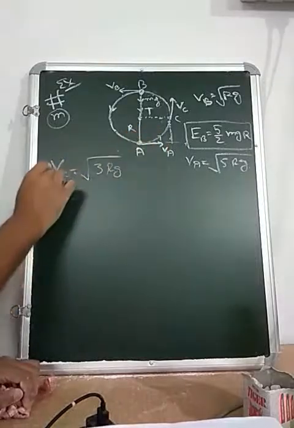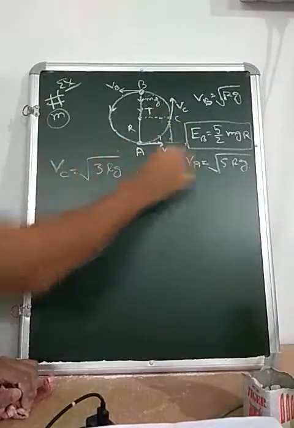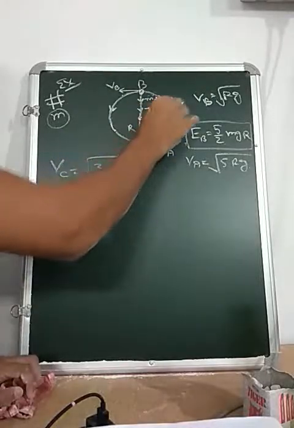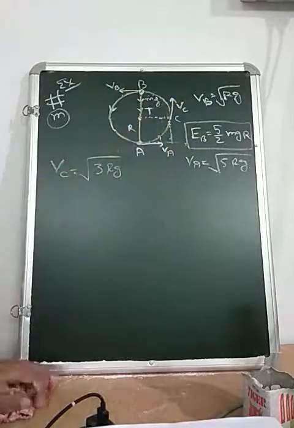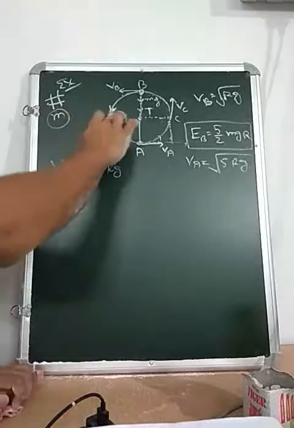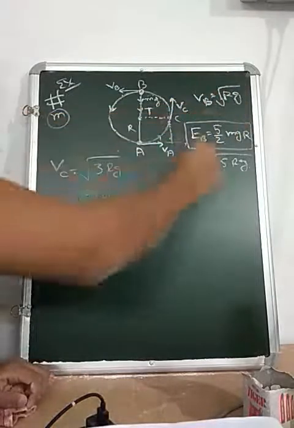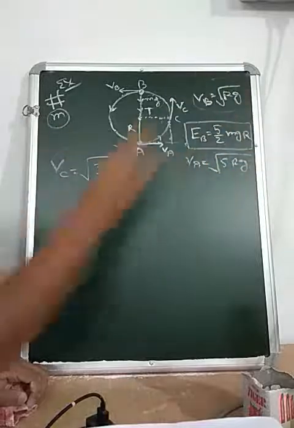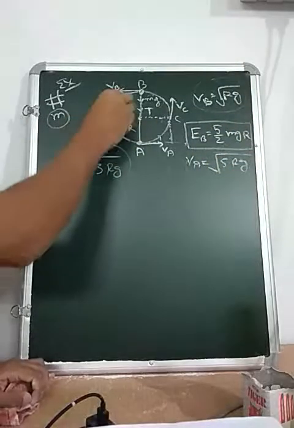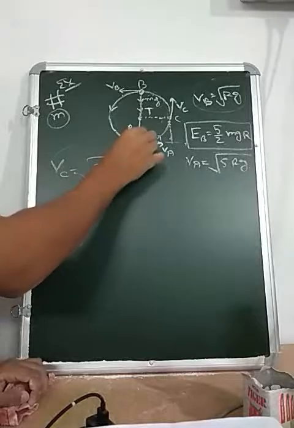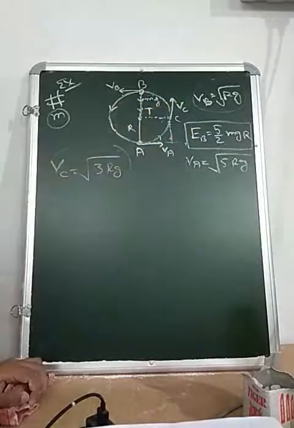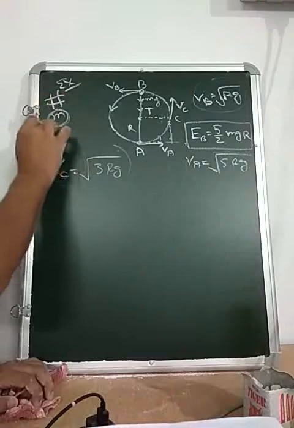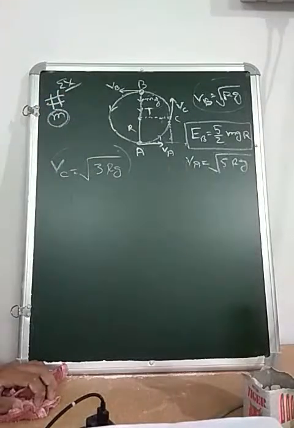These are the velocities of the object at these three positions A, B, C. These are the minimum velocities required at positions A, B, and C on this body, such that it can complete the vertical circular path.